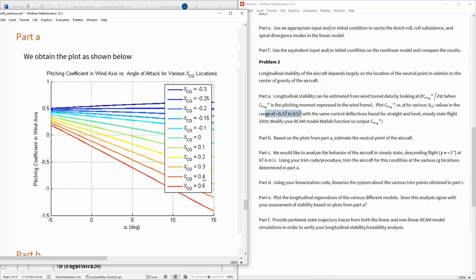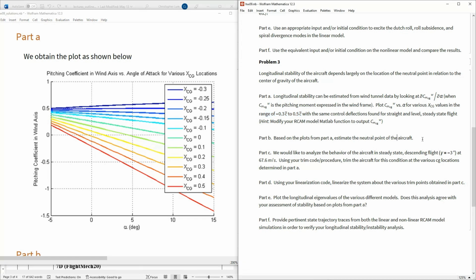And then all I do is move the center of gravity back a little bit to 0.4 C bar, right? And I get this next line, and so on. So you can generate all of this from the comfort of your own home. You don't have to go to a wind tunnel to do this. You can just do this right here. And then, based on this plot, can you estimate where the neutral point of this aircraft is, where you become longitudinally neutrally stable?